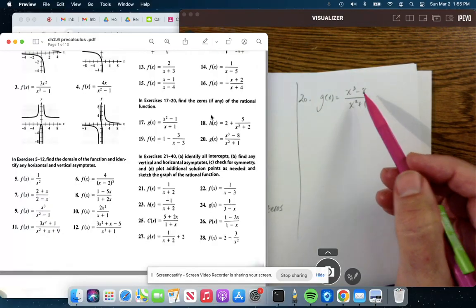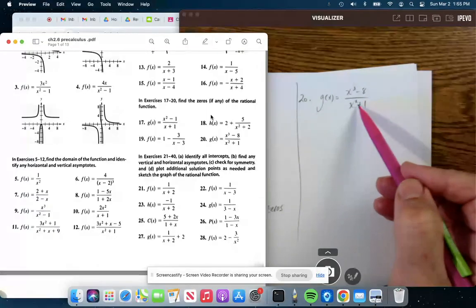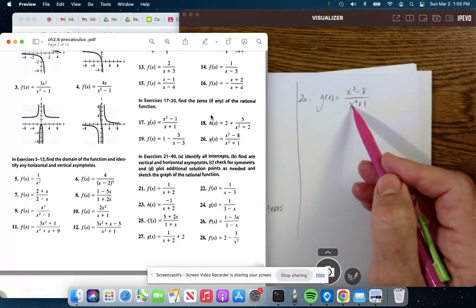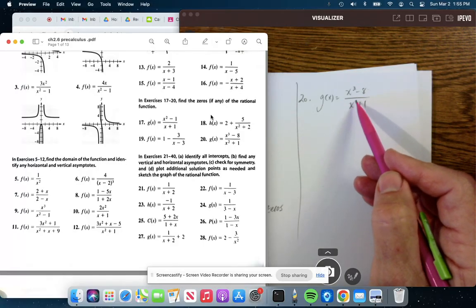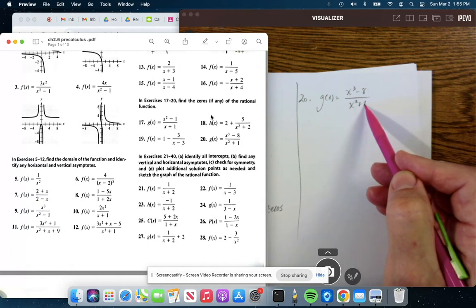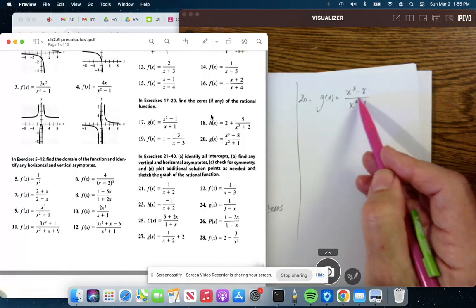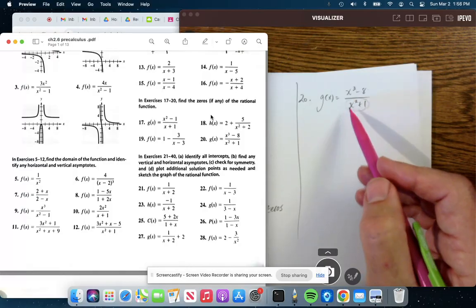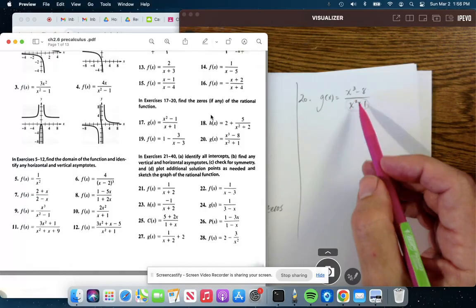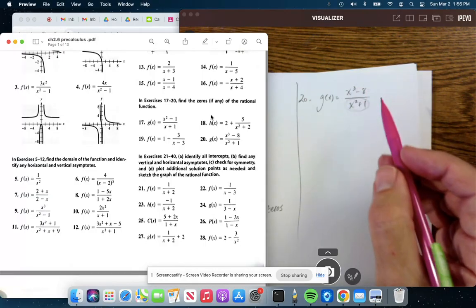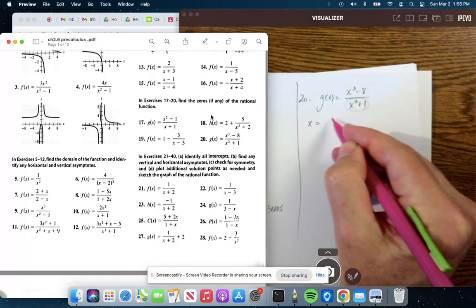So you notice I'm ignoring the bottom because it really doesn't matter. The bottom can't be 0 because if you square a number, you're going to get a positive number, and then add 1, you're just going to get an even bigger positive number. So the bottom is always going to be 1 or more. So it looks like the only 0 is x equals 2.